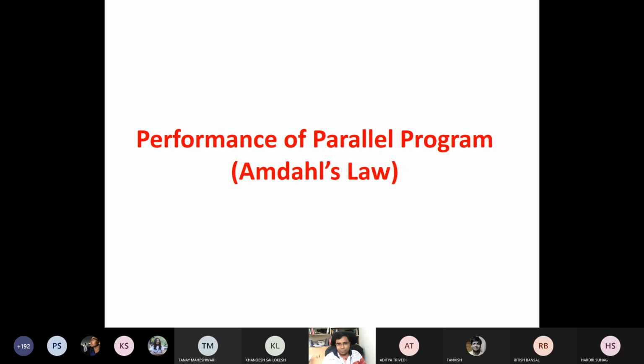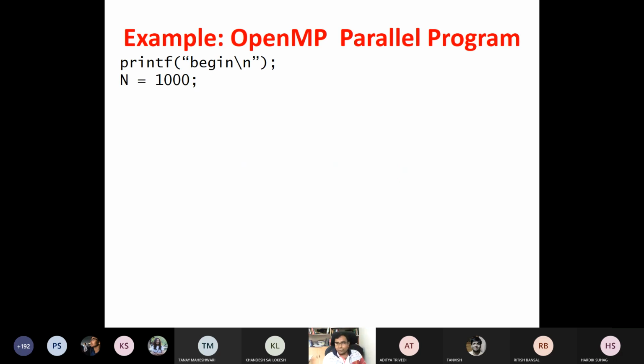So this is Amdahl's law. In the very first class people describe Amdahl's law, but we are describing it much later. Still, we need to describe Amdahl's law. So what is Amdahl's law? We have this example, an OpenMP example. The OpenMP example has many serial sections and parallel sections.